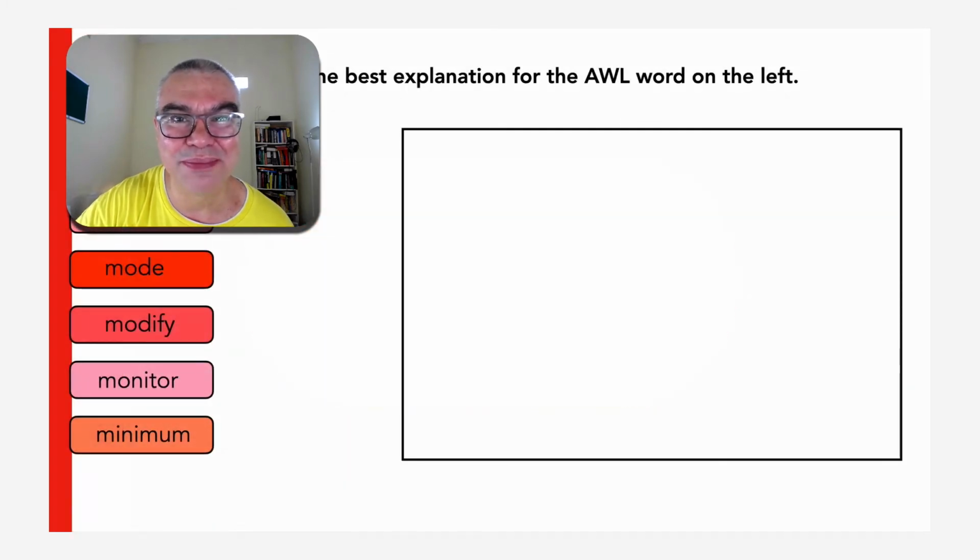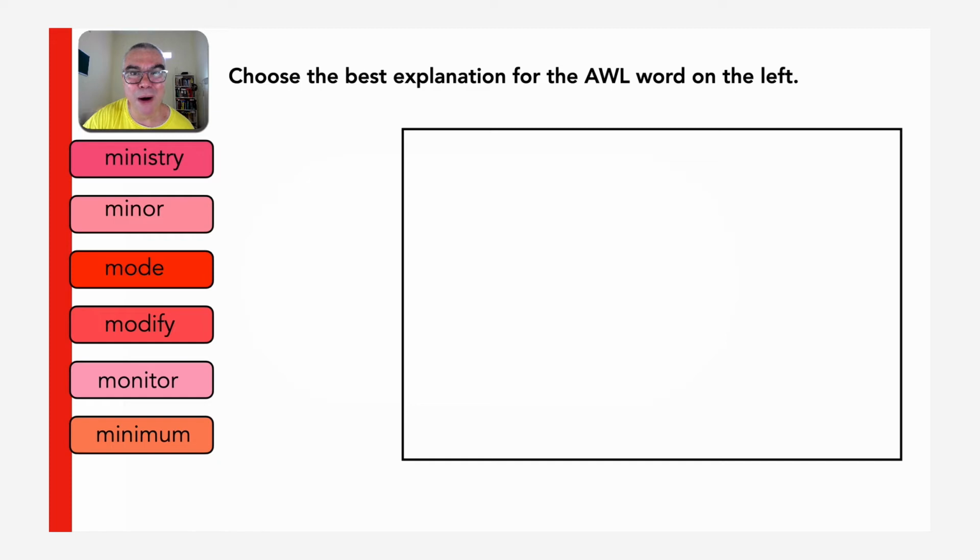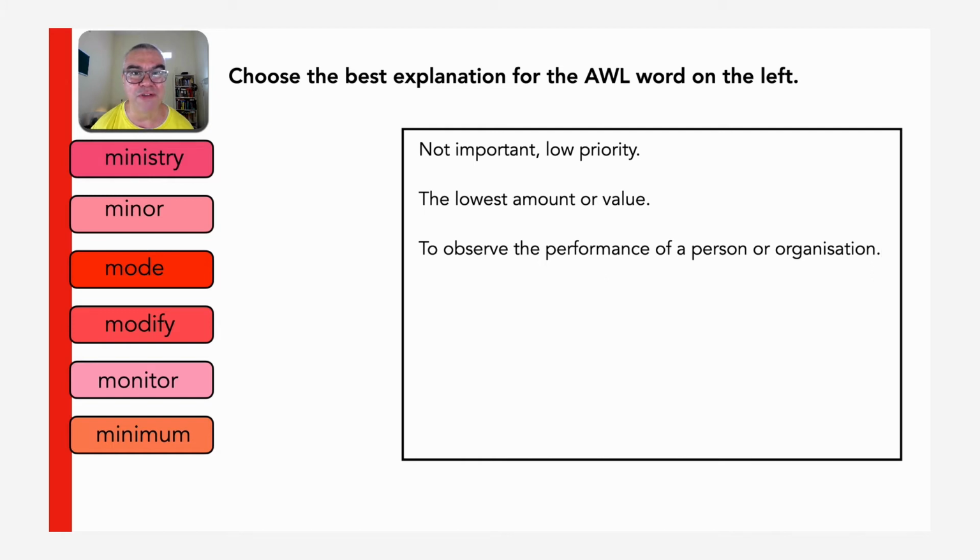Here are the words: ministry, minor, mode, modify, monitor, minimum. And to practice these words, I'd like you to choose the best explanation for the word. Here is the first explanation: not important, low priority. And then the lowest amount or value. To observe the performance of a person or organization.